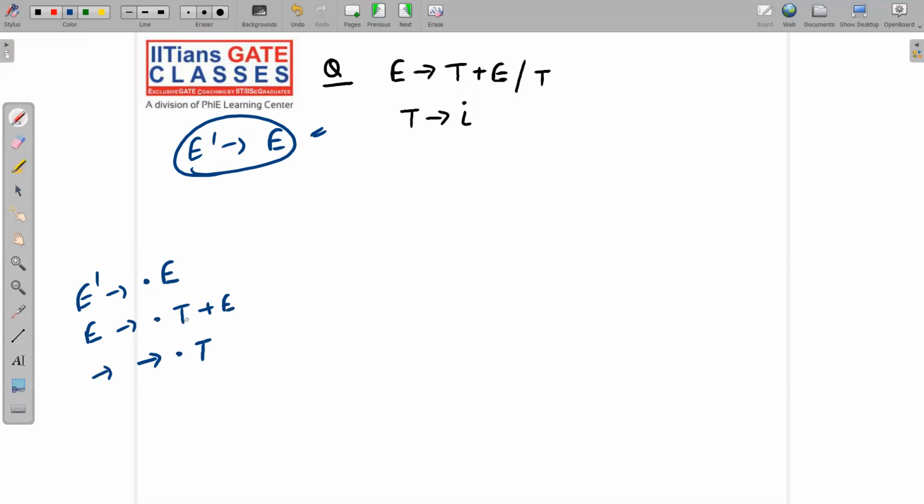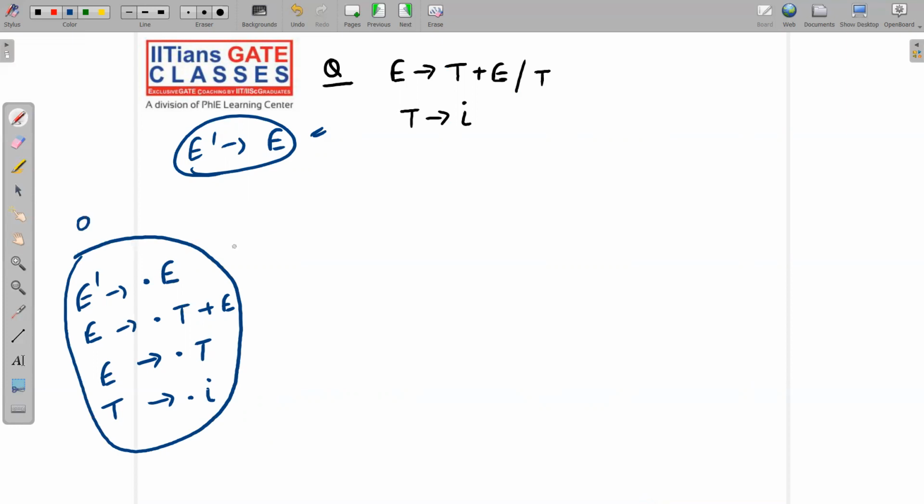Now dot is present in the beginning of T, so I will add all the T productions. So T implies dot I. Yeah, so the state is now over, state number 0.